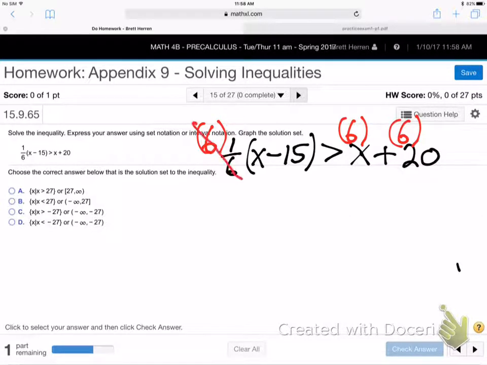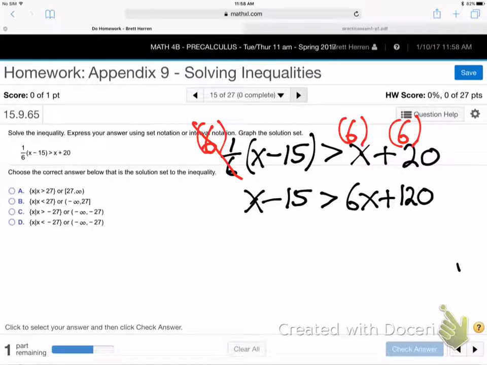So what happens is these cancel right away. That's why we did it. Wanted rid of those, right? And then we have x. We don't need the parentheses anymore. There's nothing to distribute. And this is 6x plus 120. We good so far? So much nicer now, right? No more fractions. See how the 6's canceled instead of multiplying? That's what we wanted. Wanted it out of there.